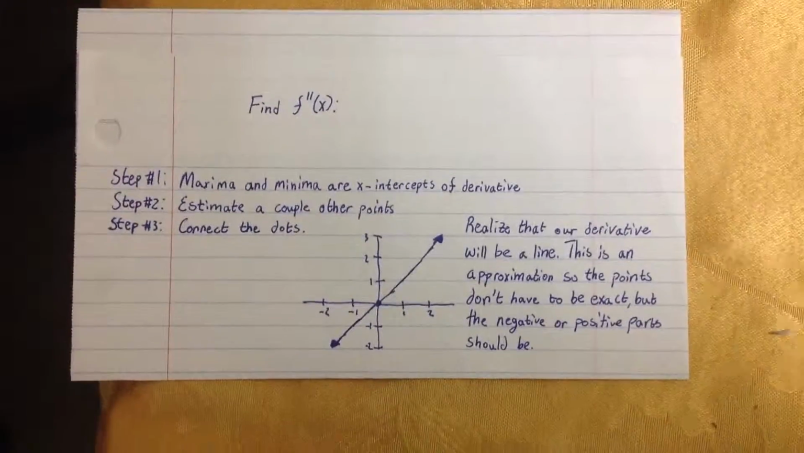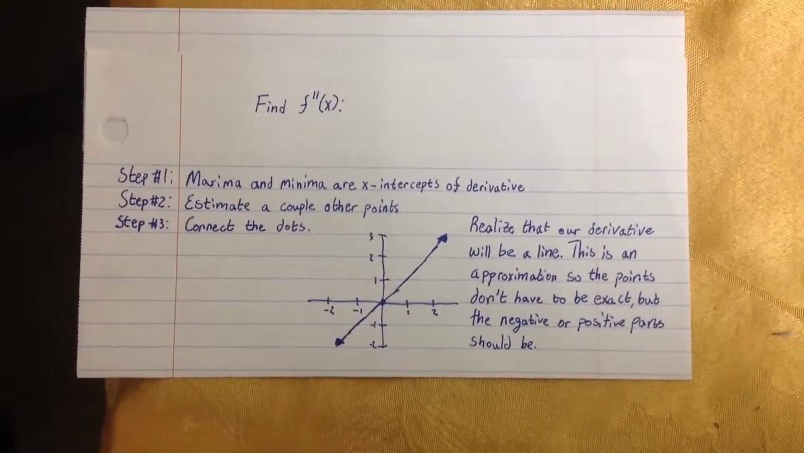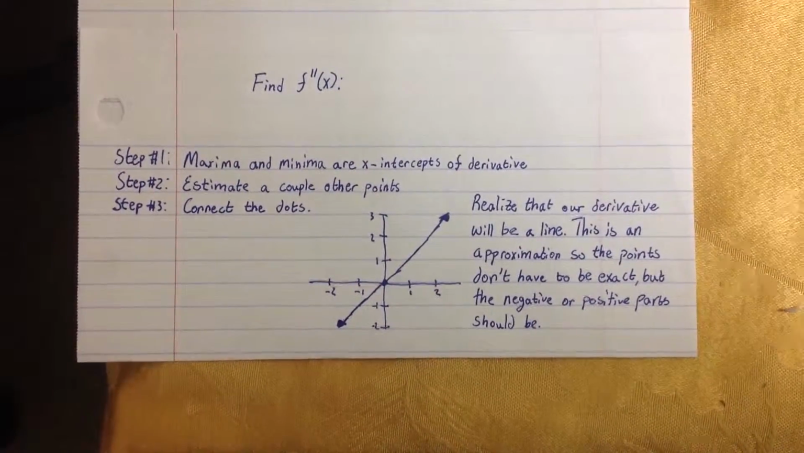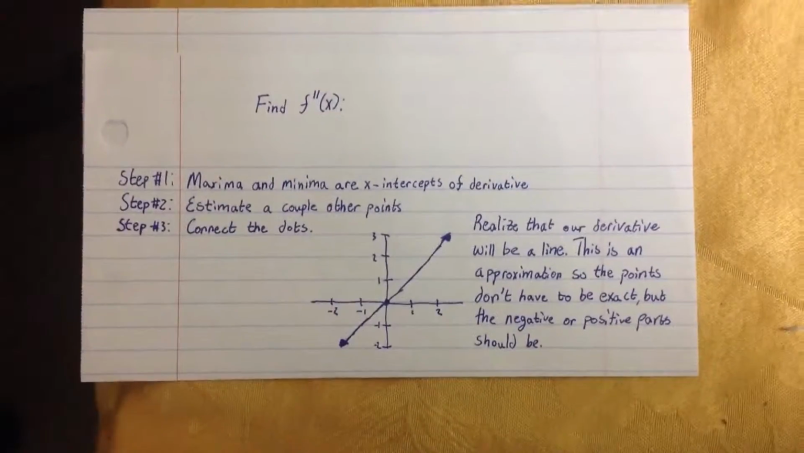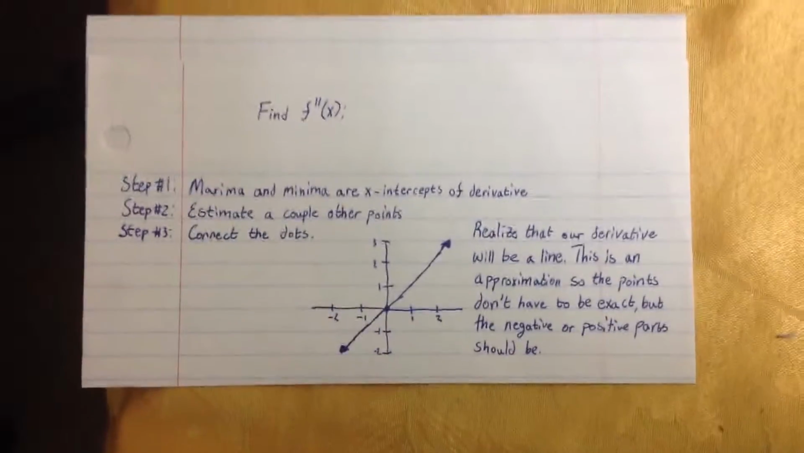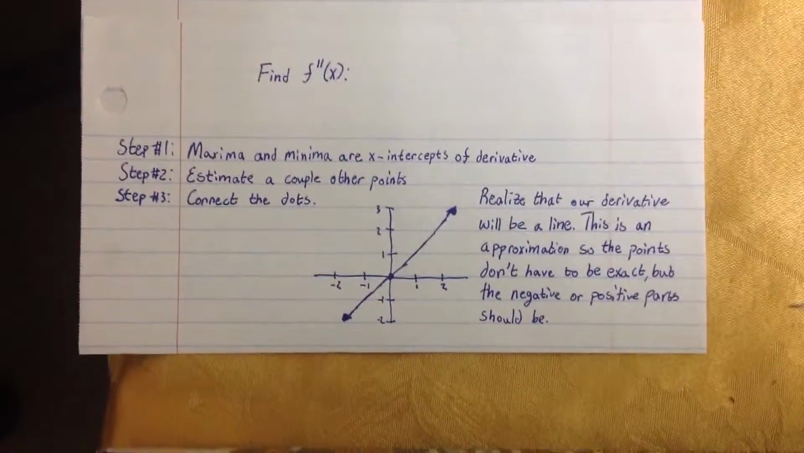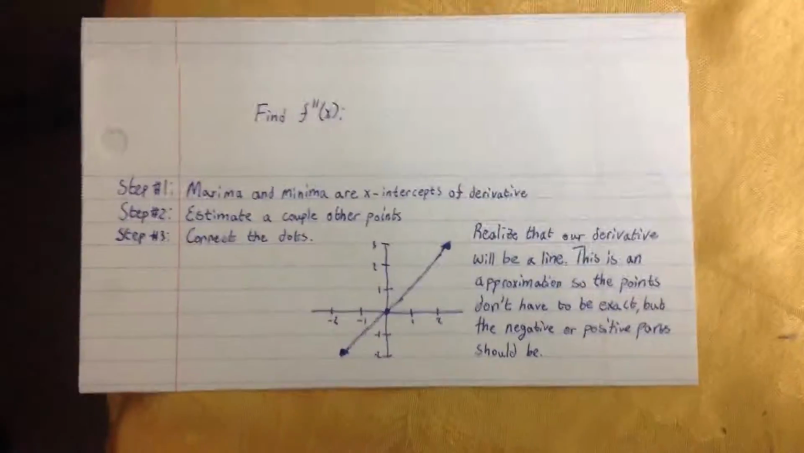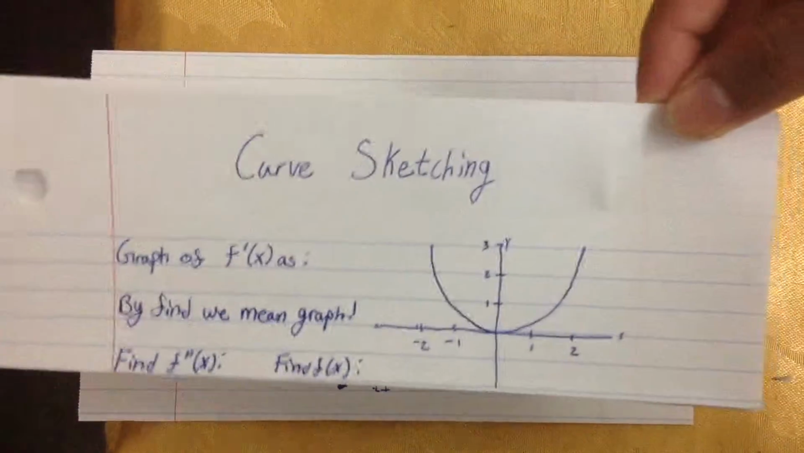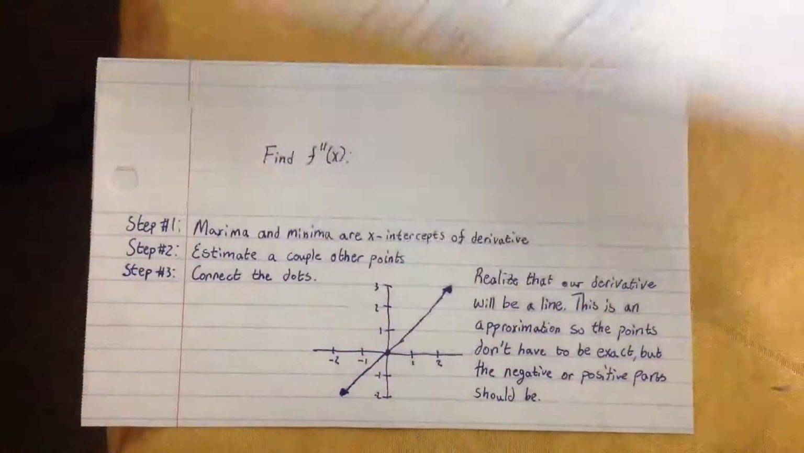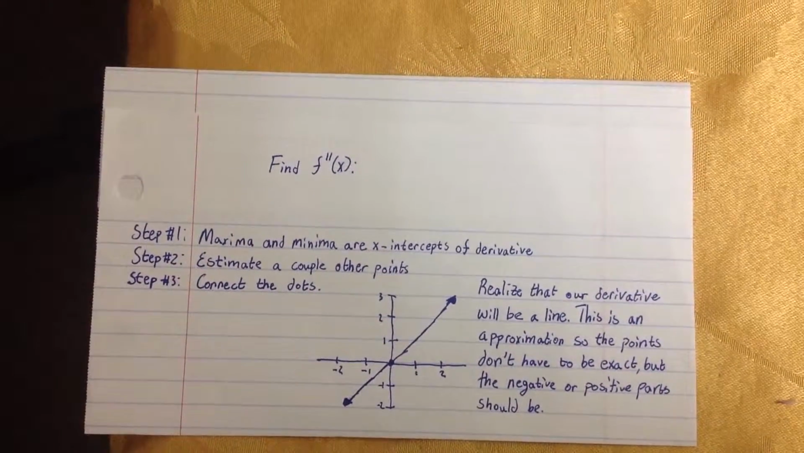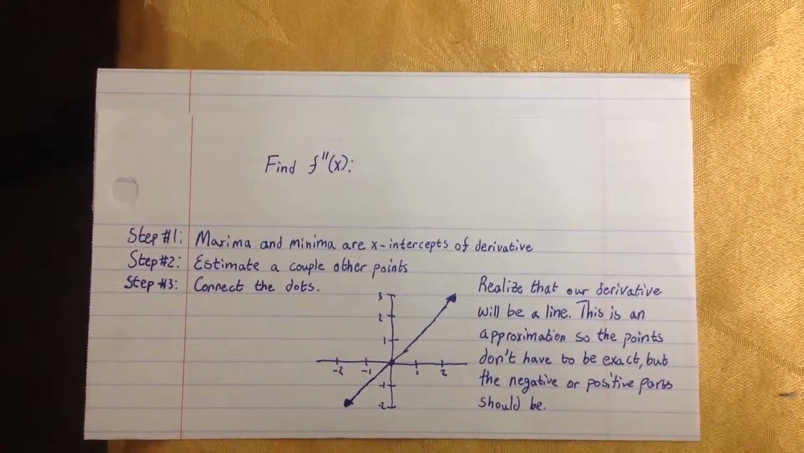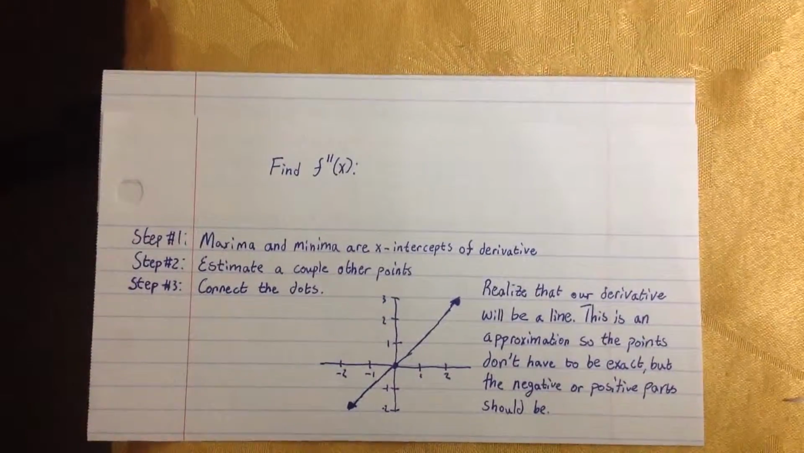So from a parabola, which has the squared, we will obviously get a line here, and this is an approximation graph, so our lines don't have to be exact, but our negative and positive parts should be right, like, is the slope going to be positive or negative in a place. So our minimum in this graph was (0, 0), so we're going to have an x-intercept at 0, as you can see, and then we just have to connect a couple other dots, just draw a line.